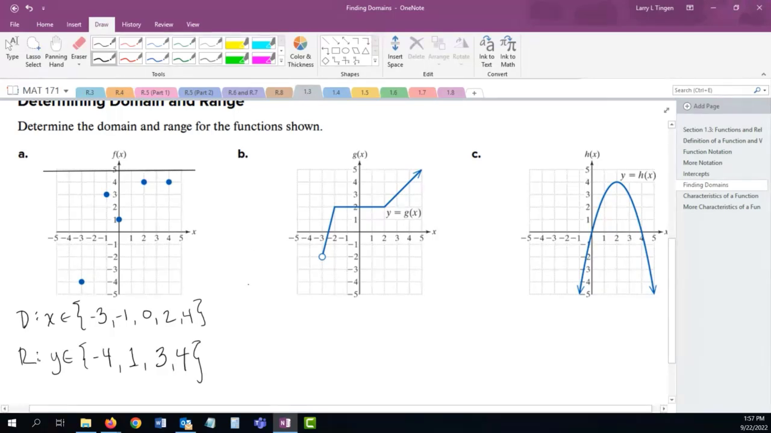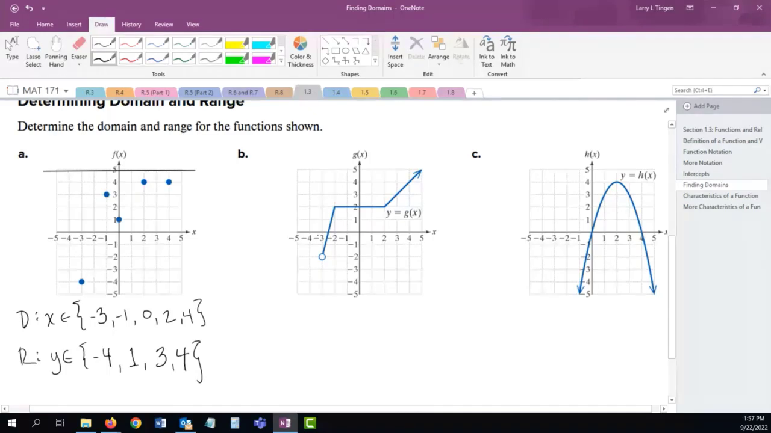All right. For part B, now I cannot list all the x values and y values in the domain and range because I have a line, or I have a graph, right? And so instead of being able to write these out and list all the values, I'm going to have to use interval notation to write it.